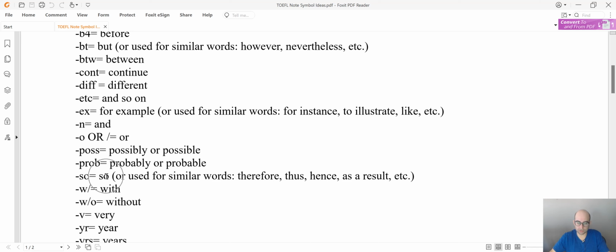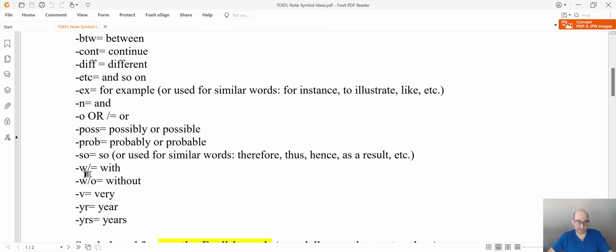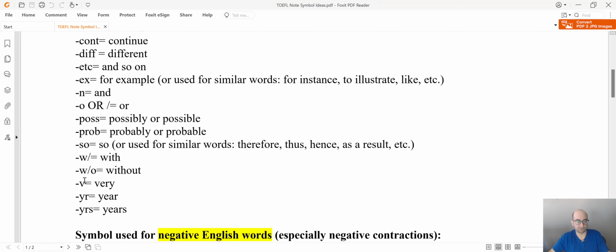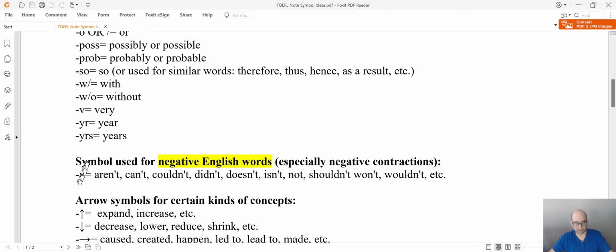But I also use so for similar words or devices, so like the transition words or linking words, therefore, thus, hence, as a result, consequently, as a consequence. So I love to use it for these as well. W slash for with, W slash O for without, V for very, YR for year, YRS for years. You get the point. You got the idea.